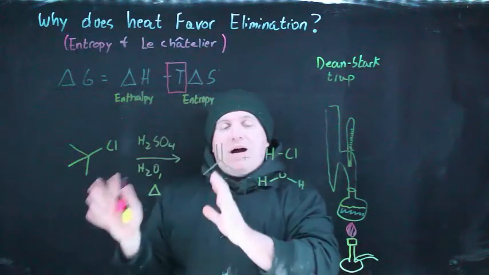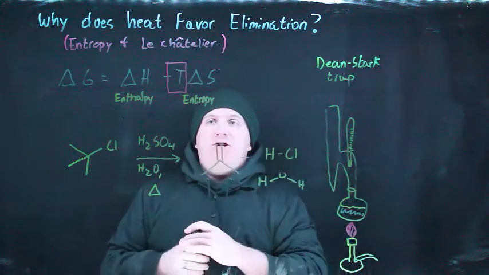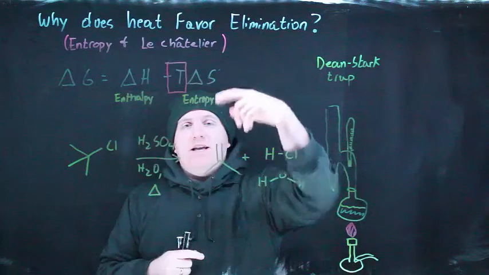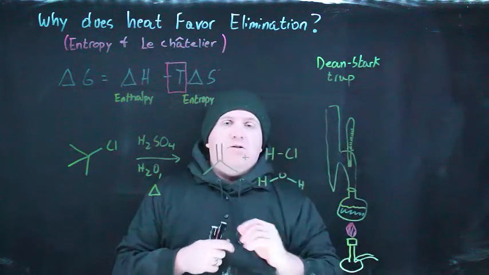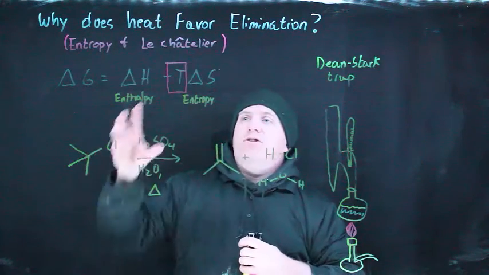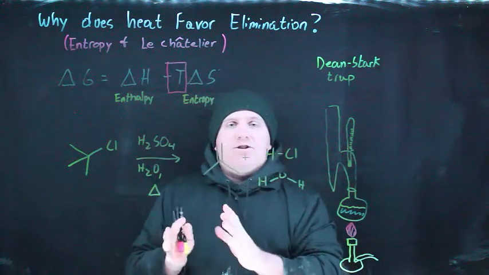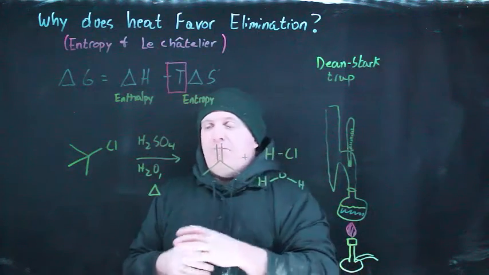So if you would like to bias things in the direction of elimination, what you do is you heat it up, because that engages both ideas. You can use Le Chatelier and pull off the small molecule products that you are forming, and you can also just take advantage of that temperature term and make the entropy a bigger consideration.